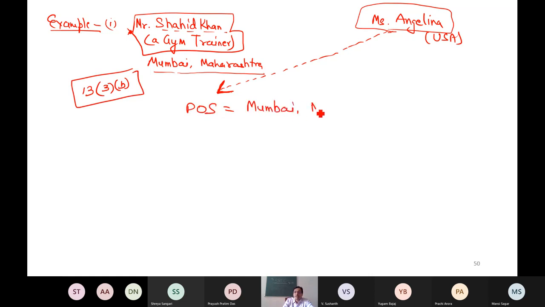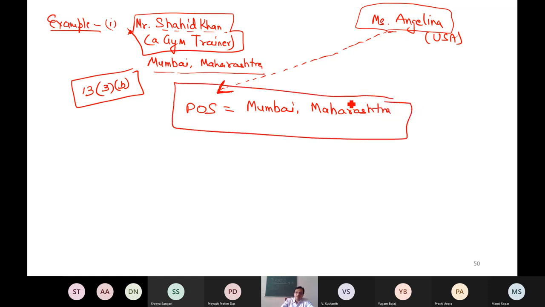So the Maharashtra government will get the revenue on the amount charged by Mr. Shahid Khan to provide gym training services to Miss Angelina. So a human being is also required to be available. If a human being is not required to be available, then I will not apply section 13, subsection 3 clause B. Where physical presence is required as per the provisions of the act, then only the provision is applicable.